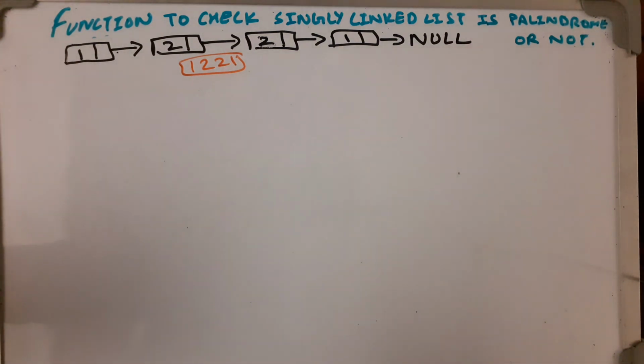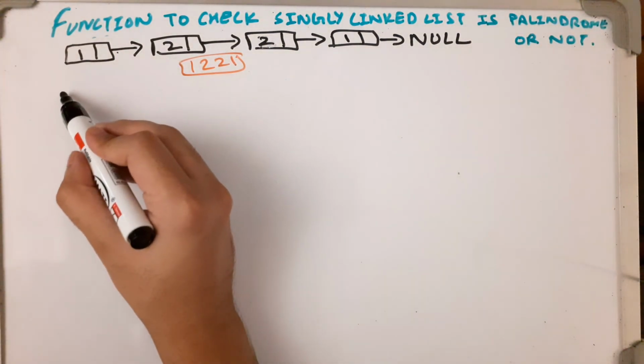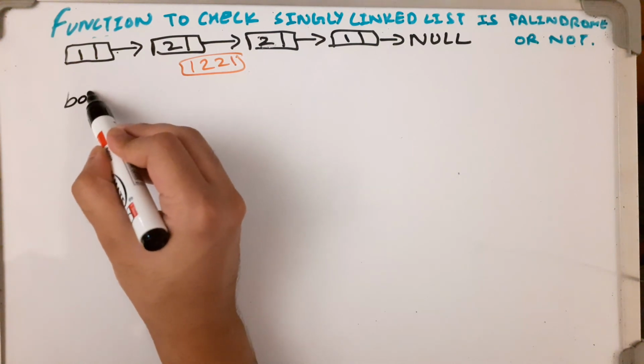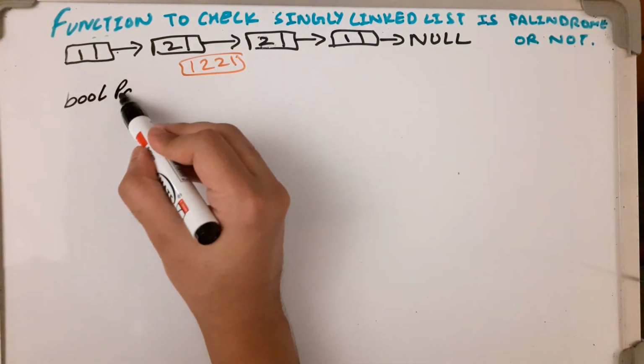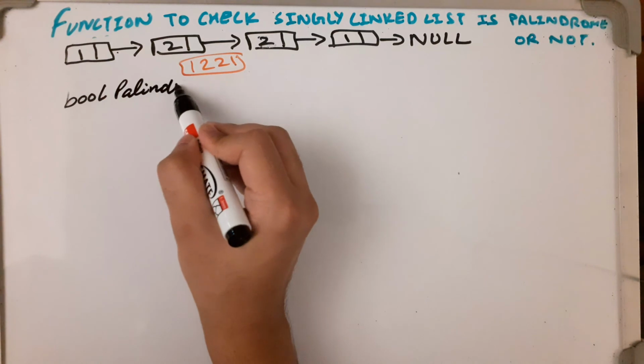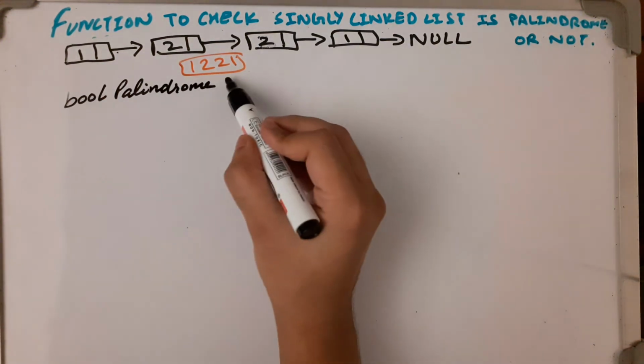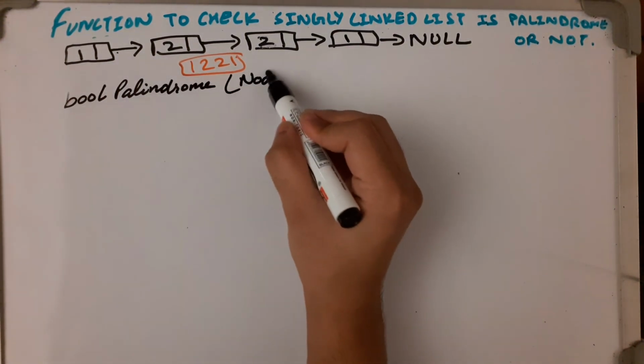Now we are creating a function which returns a boolean value, bool, and it takes the head as input.